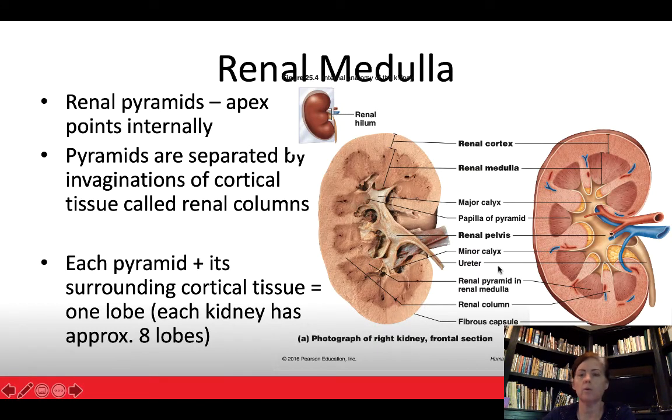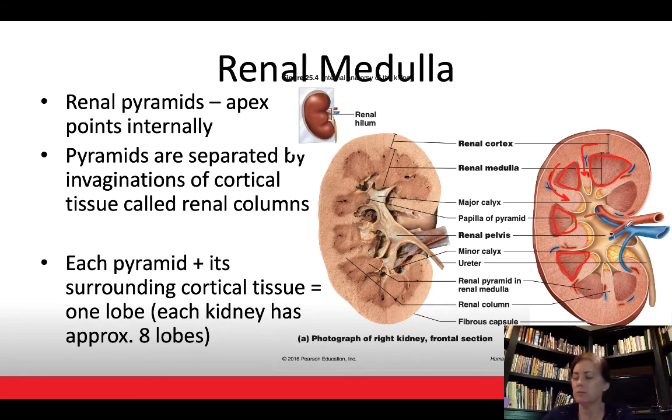Okay, so when we look at these structures inside the renal medulla, we see that we have these individual renal pyramids, which are going to be kind of these darker colored structures against the lighter color of the cortex. And we have parts of the cortical tissue that actually comes down in between each of the pyramids. You can see kind of that lighter color there. So you kind of see this alternating pattern of color change, and then also these triangular shaped pyramids.